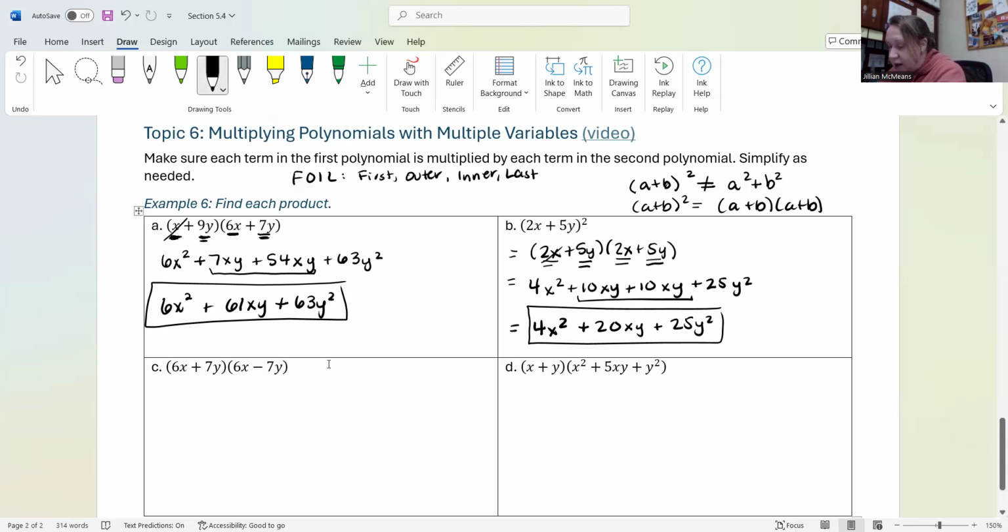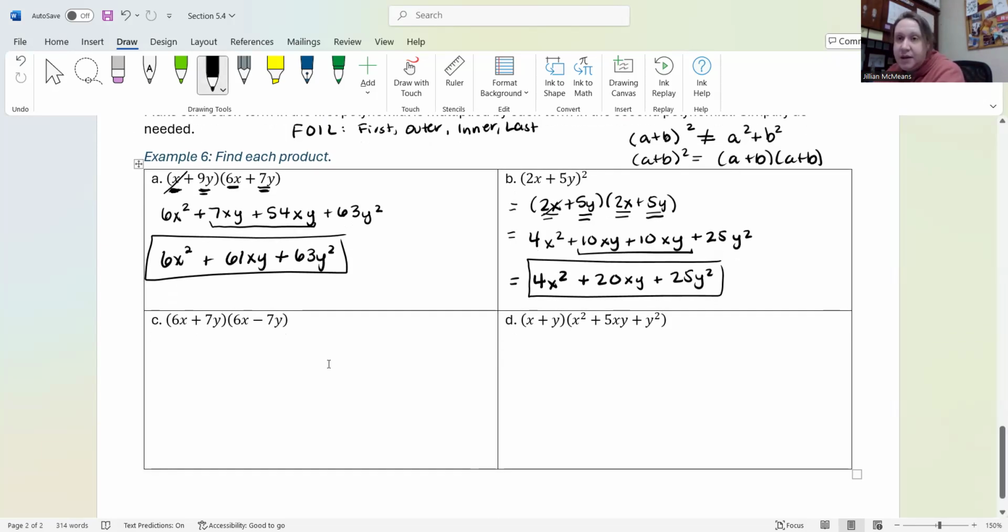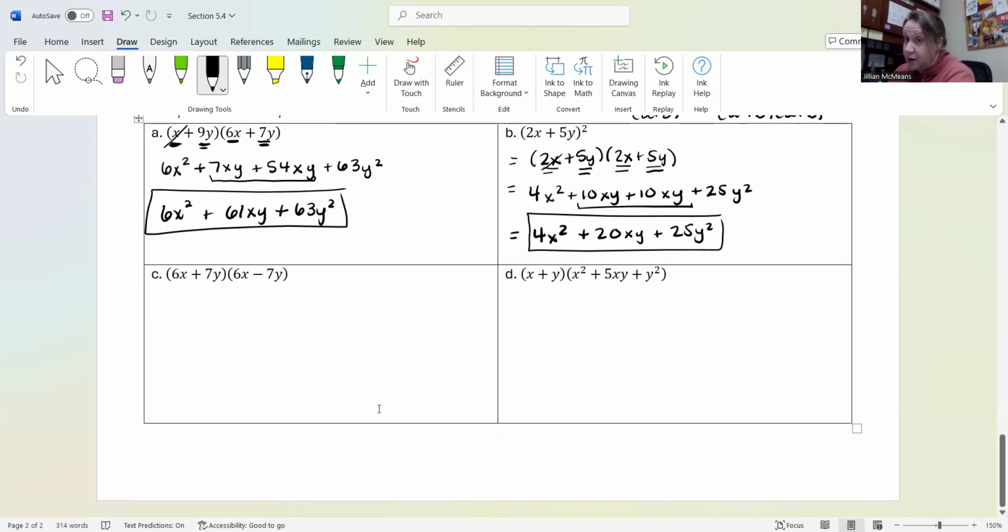Now, next up, we have part C, where we have 6x plus 7y times 6x minus 7y. And this is a situation where we're dealing with something called conjugate pairs. So conjugate pairs are really cool. They simplify very nicely, and you will see them a few times in this course, okay?